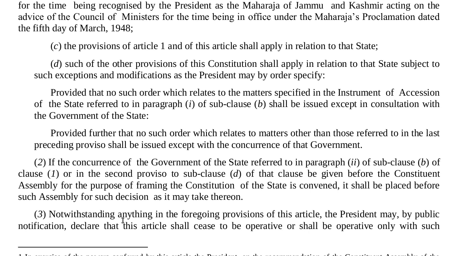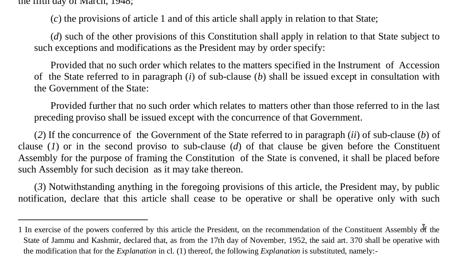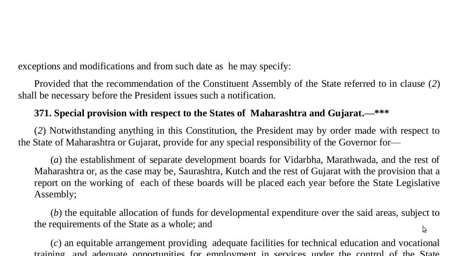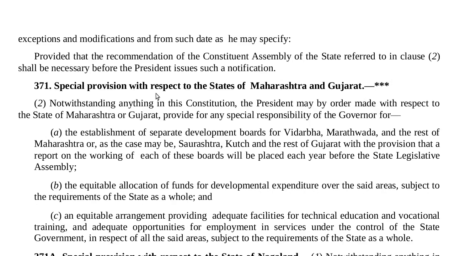3. Notwithstanding anything in the foregoing provisions of this article, the President may by public notification declare that this article shall cease to be operative or shall be operative only with such exceptions and modifications and from such date as may be specified, provided that the recommendation of the Constituent Assembly of the state referred to in clause 2 shall be necessary before the President issues such notification.